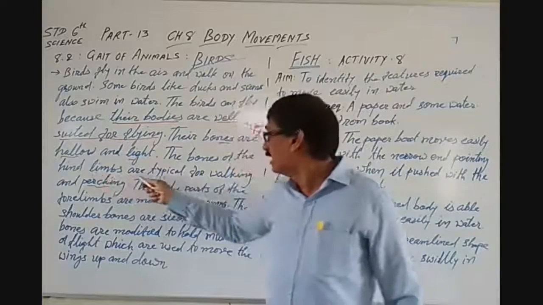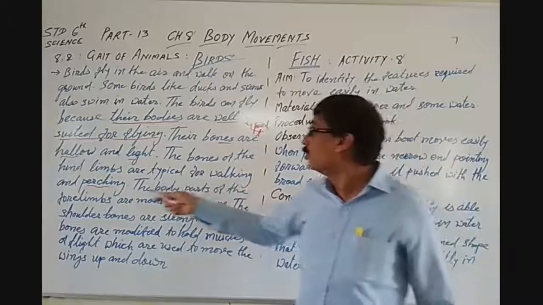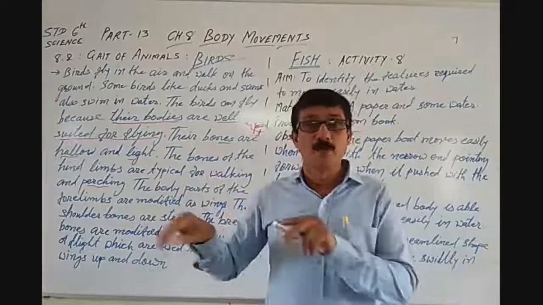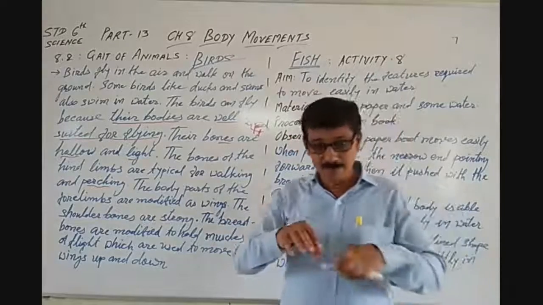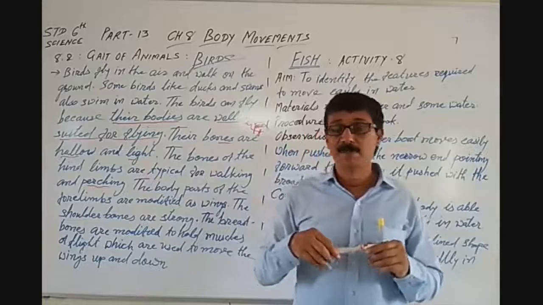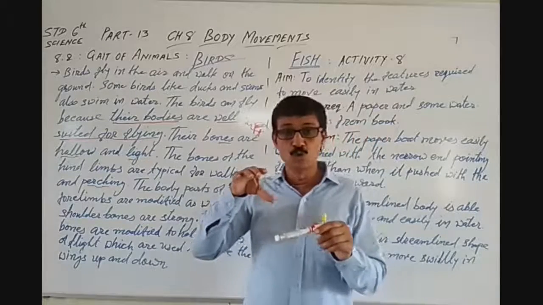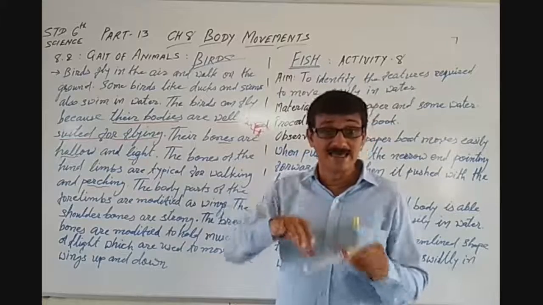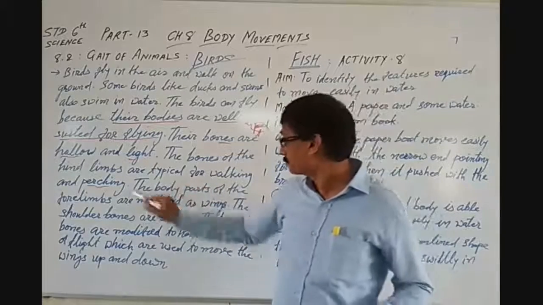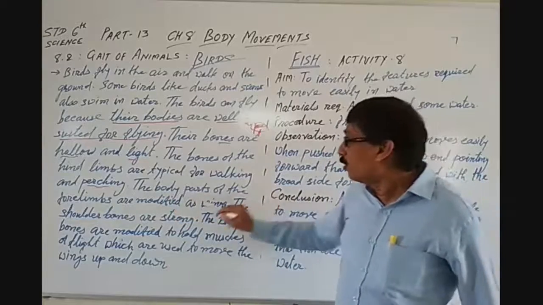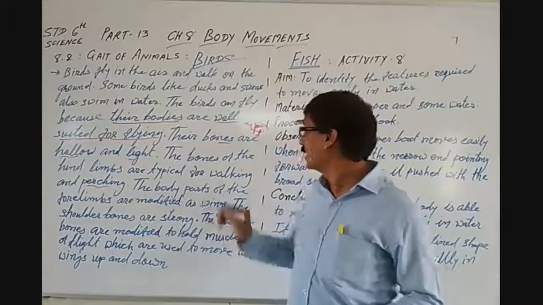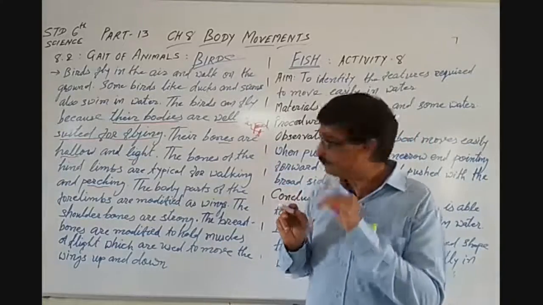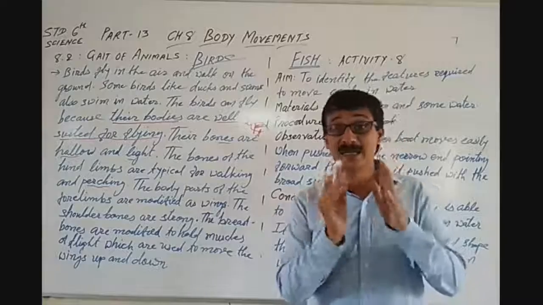The bones of the hind limbs are typical for walking and perching. Are typical for walking, we can understand, for walking. But perching मतलब ये जो, see, generally the birds used to sit on the branches, isn't it? तो वो जो पकड़ बनाए रखता है, that is perching. The body parts of the forelimbs. Now see, this is where the legs are there, that is hind limbs.